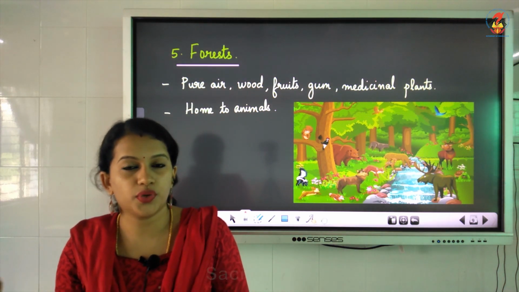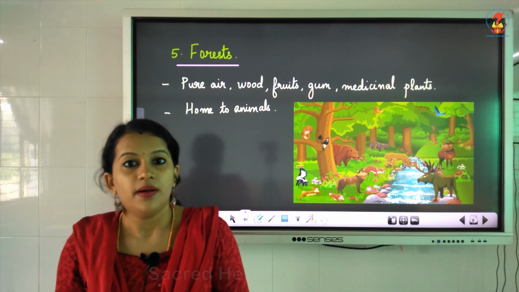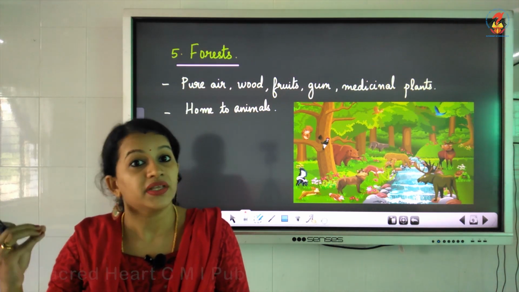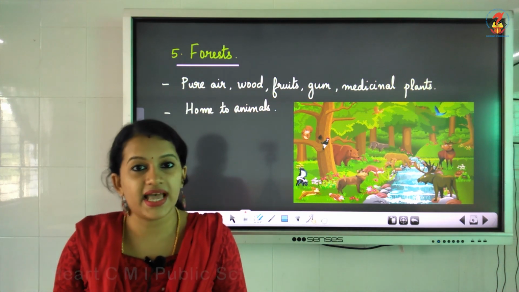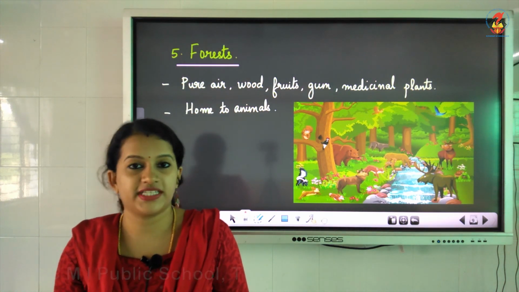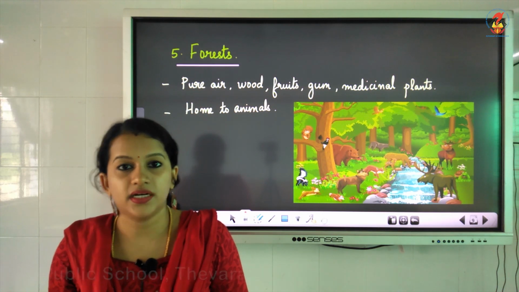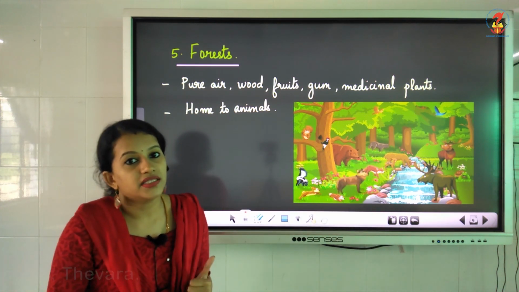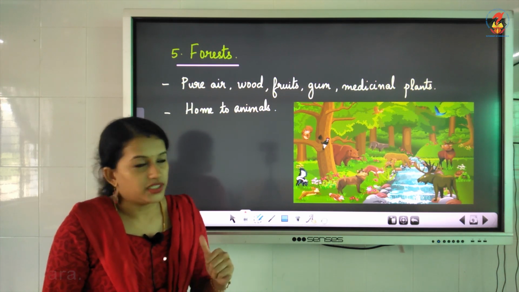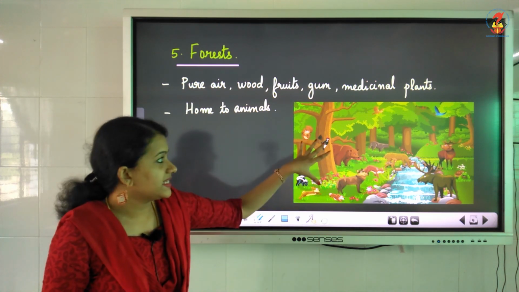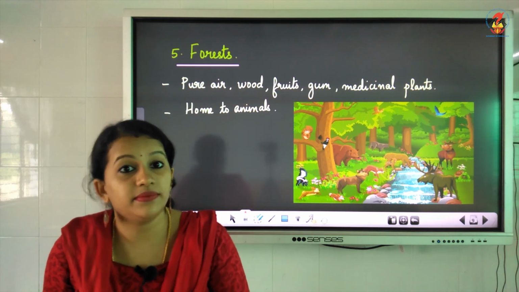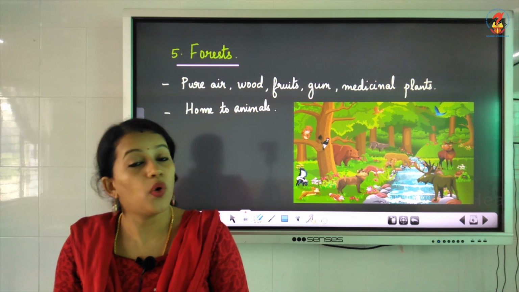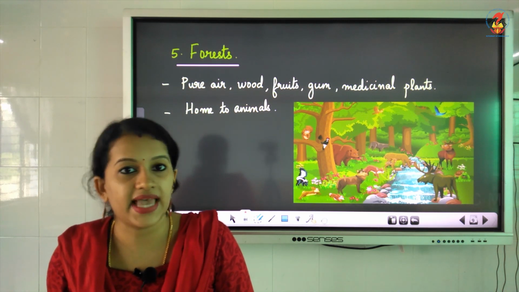I think you all know that when you studied about parts of a plant in that chapter, you learned what a herb is. Herbs are small plants which have soft stems. Okay, those are the herbs. Medicinal herbs or medicinal plants are also there in the forest. And also you know that in the forest there are many animals and birds, isn't it? So it is acting as a home. It is home to many animals and birds.